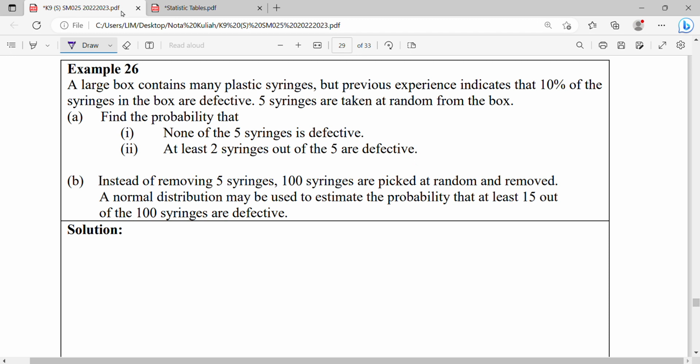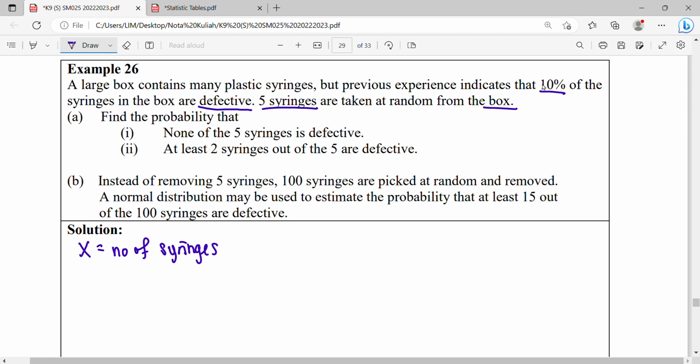So for this example, we read it. A large box contains many plastic syringes, but previous experience indicates that 10% of the syringes are defective. So 5 are taken from the box. When you're talking about syringes, discrete or continuous? Discrete. So X is the number of syringes.